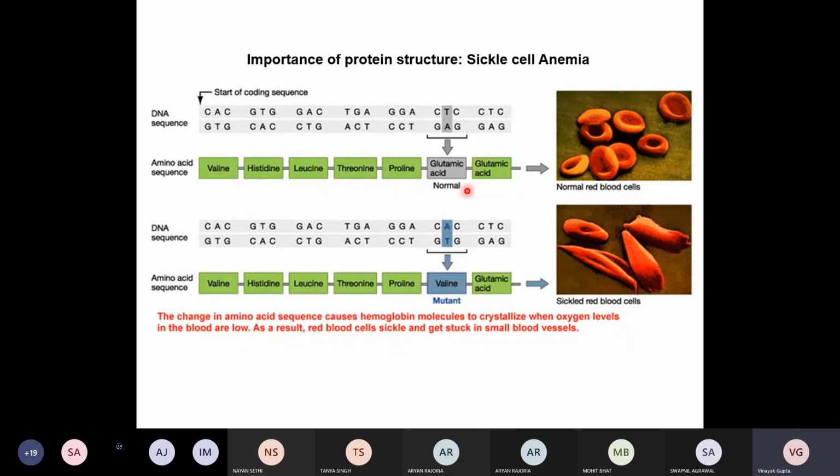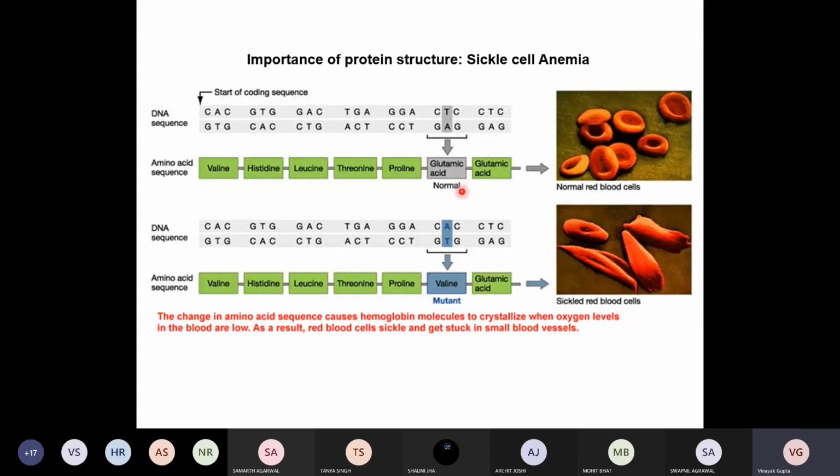Okay, so here you can see the difference. In a normal human being, it is glutamic acid which is present in the hemoglobin protein. But when sickle cell anemia is there, due to the mutation, the amino acid is changed from glutamic acid to valine. And this change is drastic actually, just because one letter is changed. This is the strength of genetics. Only one nucleotide is changed, and see what it is going to do.